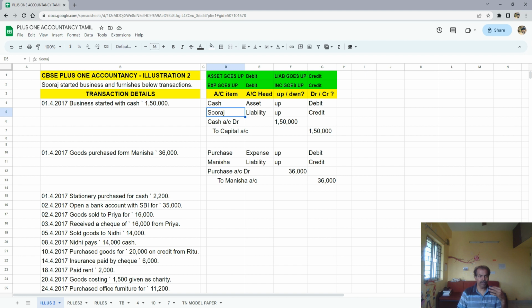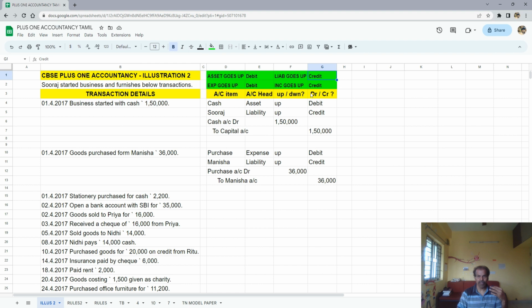Next, what is the possible account? They say business started. That means somebody must have started business, right? Who? Suraj. So normally you should write here capital, but over a period of time we will get the right word we have to use. But for this session, let us use the word Suraj. So account item is Suraj. Which account head does it belong to? Liability. This is also going up, because as someone gives money to the business, you have to pay the money back to them. Correct? Since it goes up, the rule is when liability goes up, you have to credit.